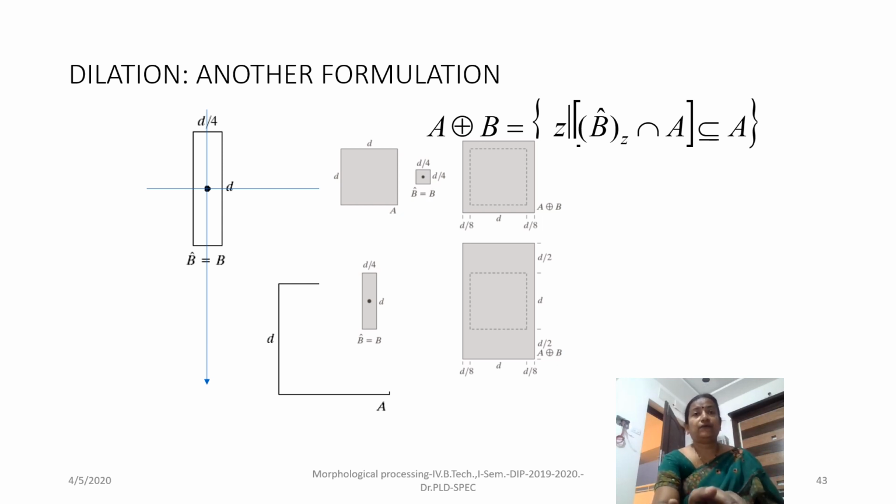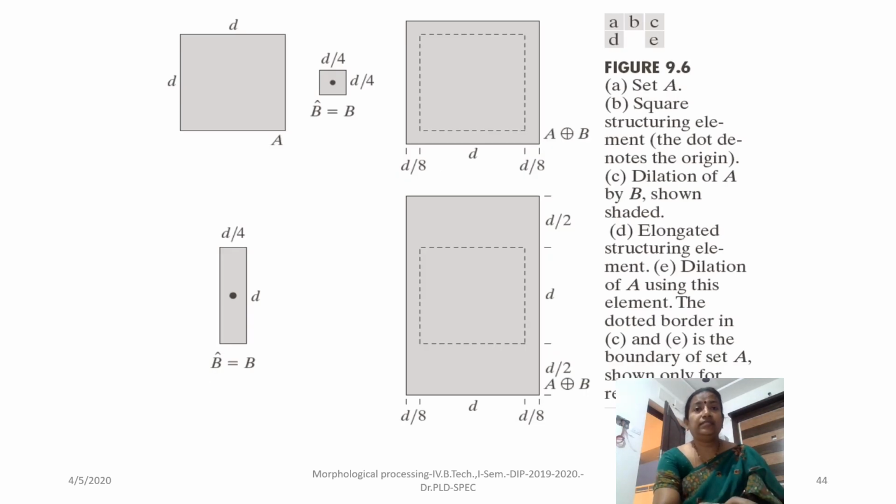Another formulation of dilation with the structuring element: D is the length of the structuring element and D by 4 is its width. If we apply the structuring element over the input image of size D by D, the result is an extended portion of D by 4 on the top and bottom of the original image. The rest is the same, as already explained.